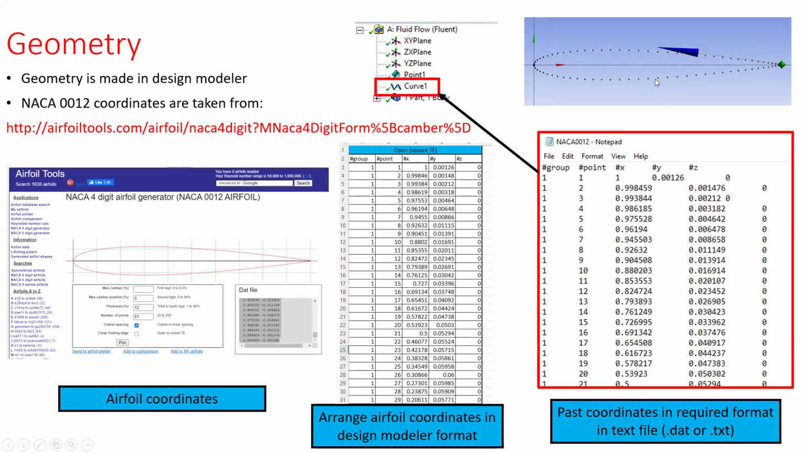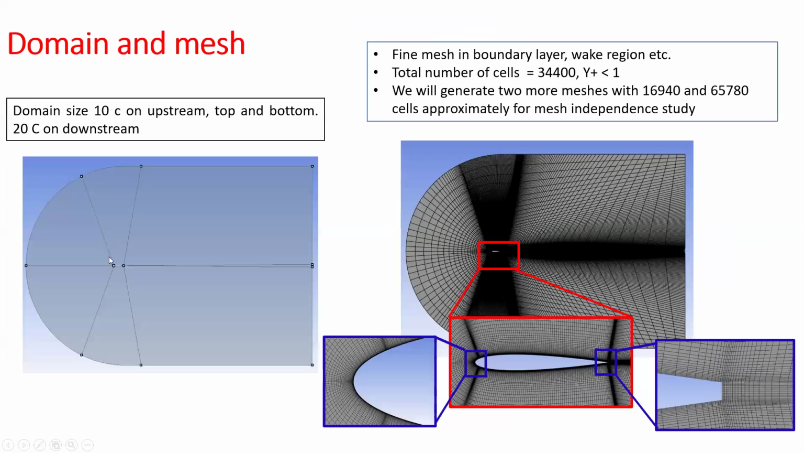Then, based on this geometry, we have to make the domain. So this will be the domain of this aerofoil. The aerofoil is here, and we construct the domain around the geometry. Then we do the meshing. You can see here, I will create 3 meshes, mesh 1, mesh 2, mesh 3, which I will call coarse, medium, and fine.